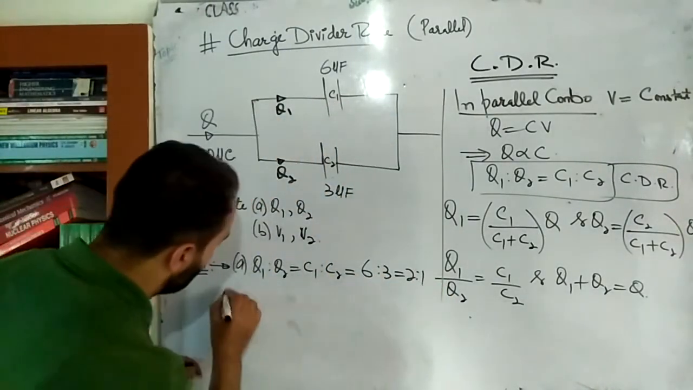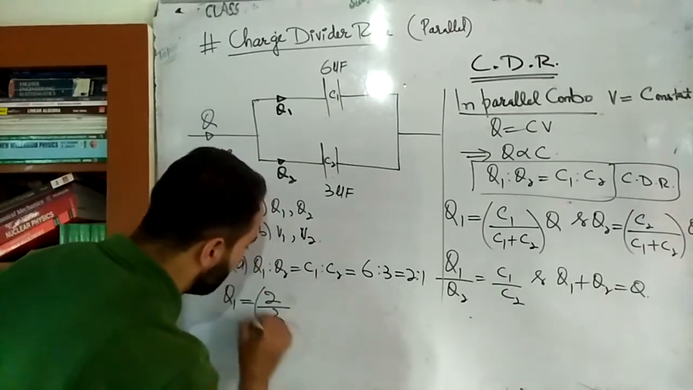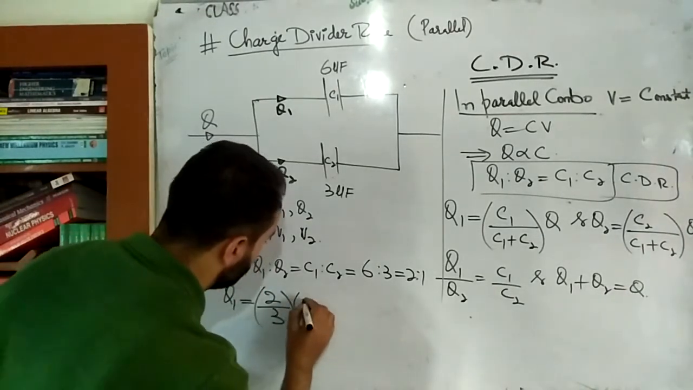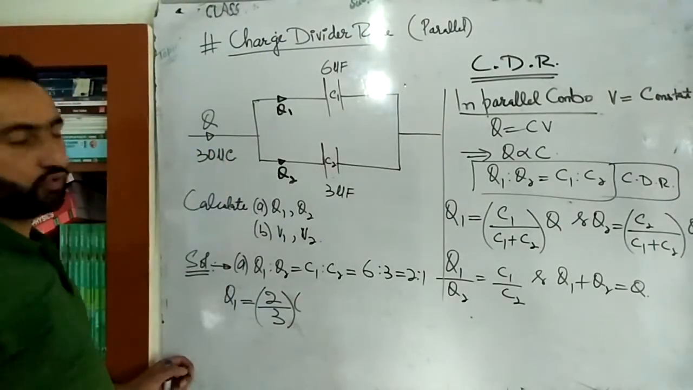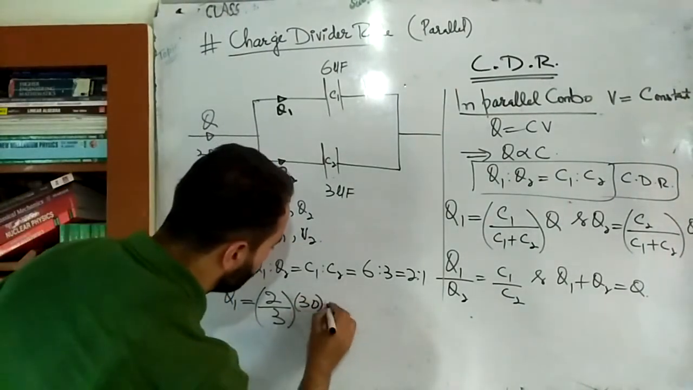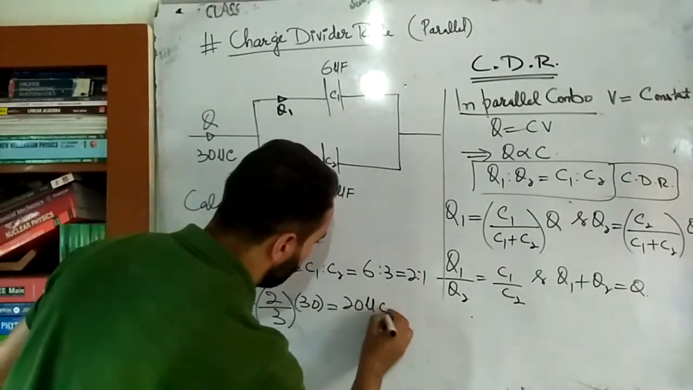Now to calculate Q1, its factor is 2 divided by the summation of the two factors, 3, multiplied by the net charge, which is 20. Suppose this is 30, it will become easier. 30 microcoulomb. So 3 ones are 3, 3 tens are 30, 2 into 10 is equal to 20 microcoulomb.